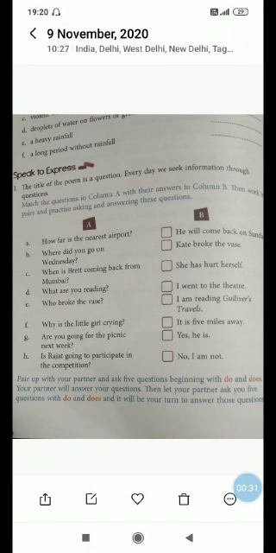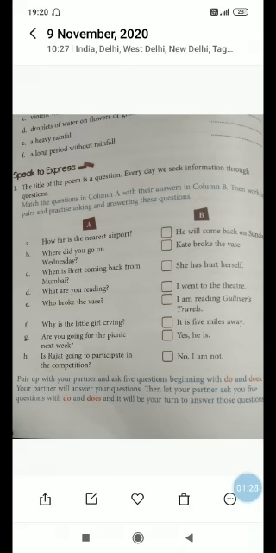How far is the nearest airport? It is 5 miles away. Where did you go on Wednesday? I went to the theatre. When is Bet coming back from Mumbai? He will come back on Sunday.